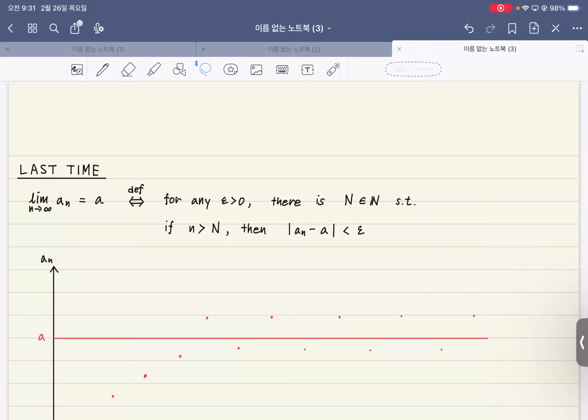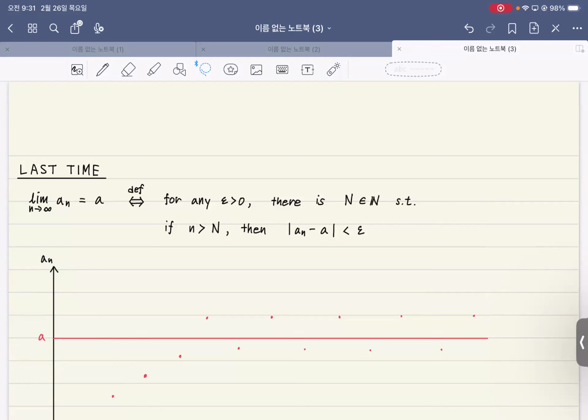So we must be able to find an integer n satisfying that for any term whose index is greater than this number n, the distance between the limit of the sequence and a_n is guaranteed to be less than epsilon. So if we can find such an n for any positive epsilon, then we say the sequence is converging to A. Okay?